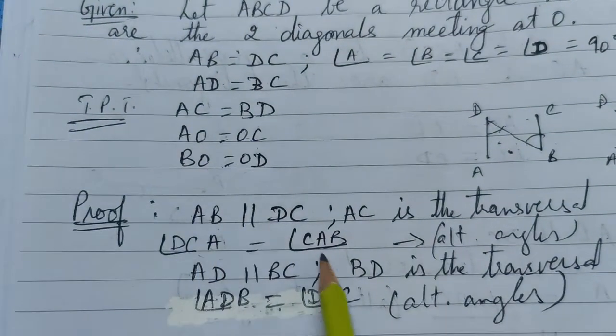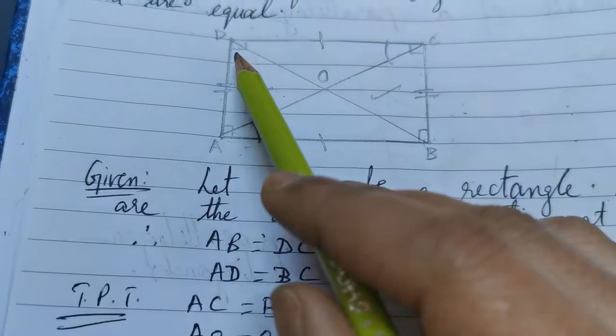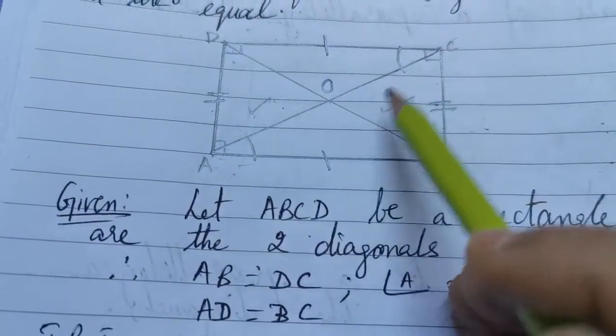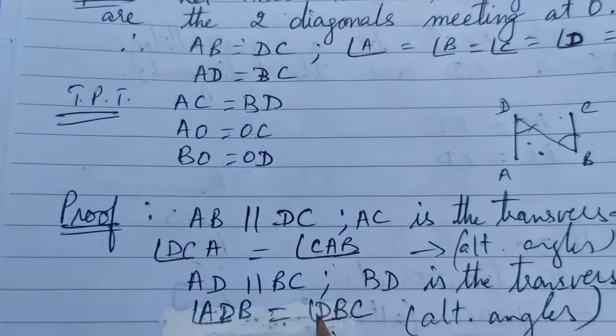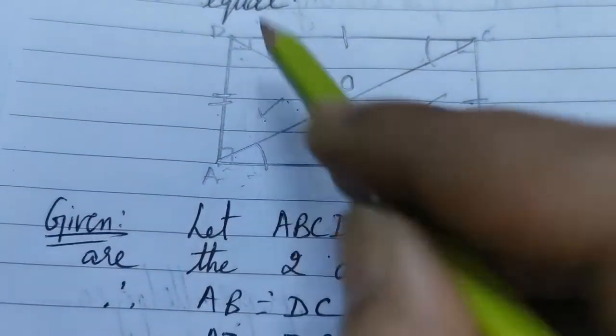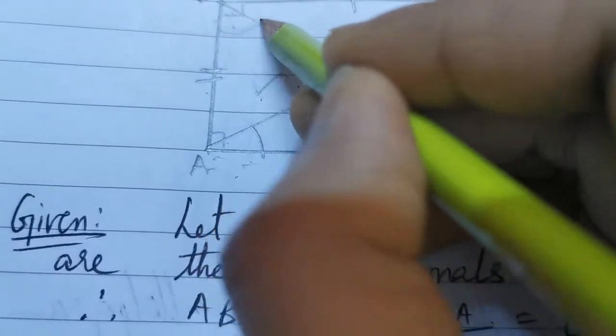And from this, angle DCA is equal to angle CAB. So this angle DCA is equal to angle CAB. So these two angles are the same, and from the second one, ADB is equal to DBC. So ADB refers to this angle.